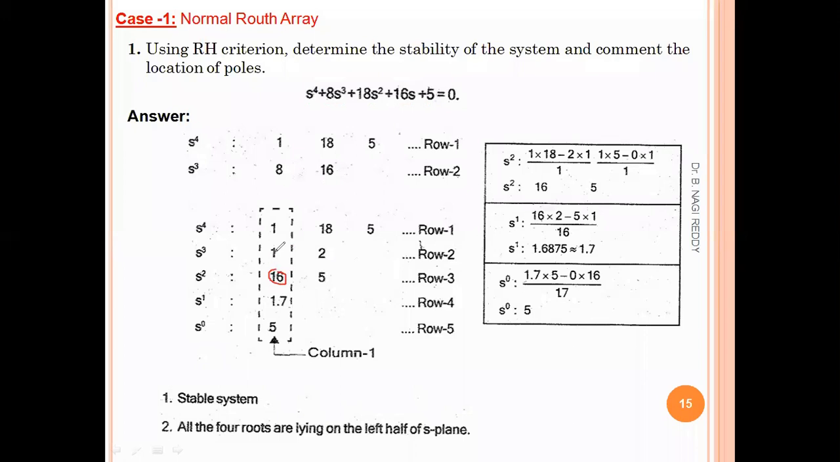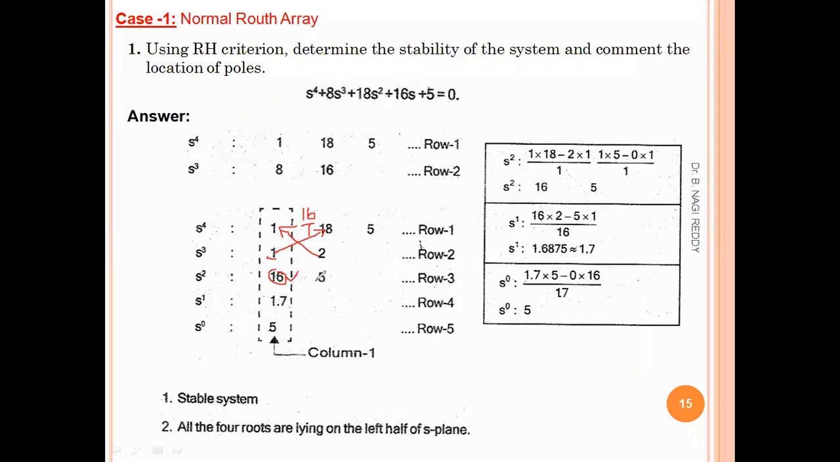In order to calculate this term, what we do? We simply multiply 1 into 18 minus 2 into 1. So 1 into 18 is 18, and 2 into 1 means 2. So 18 minus 2, what do we get? Simply 16, right? So 16 by 1, the value will be 16.